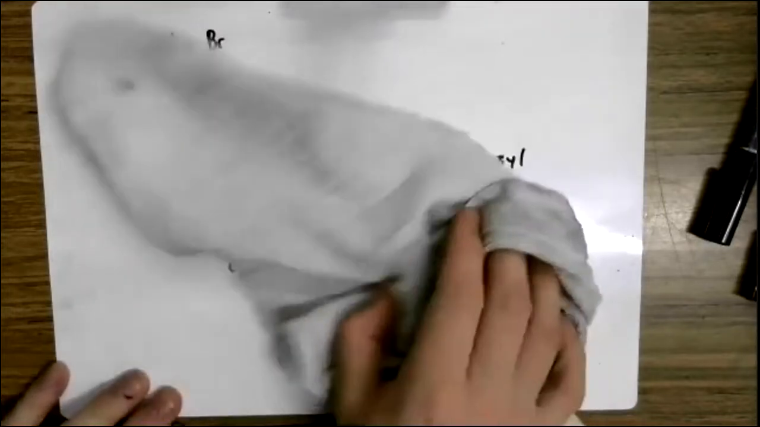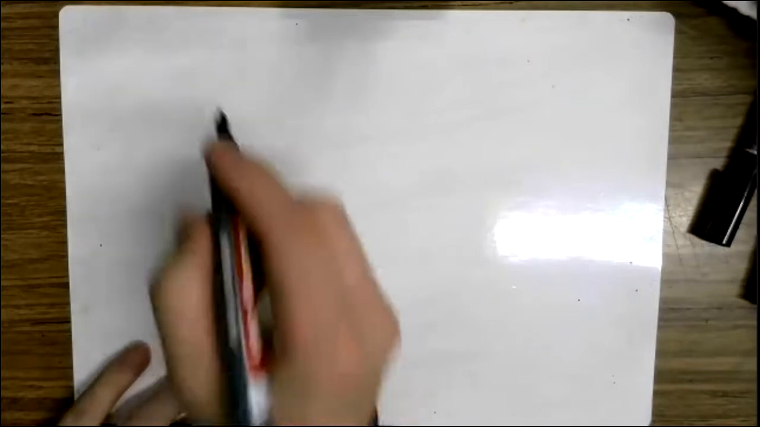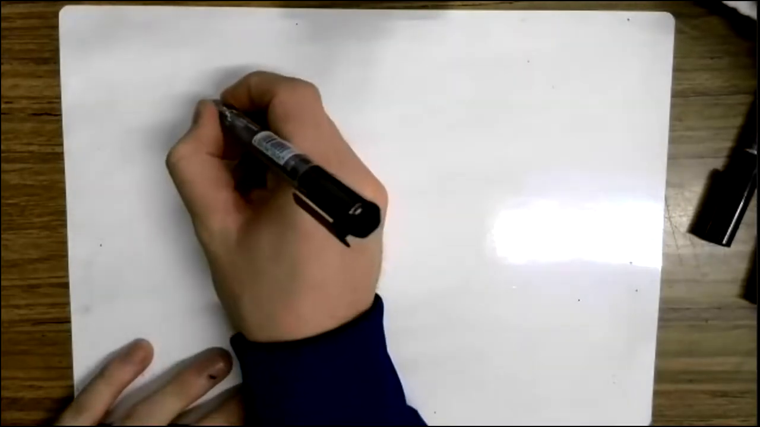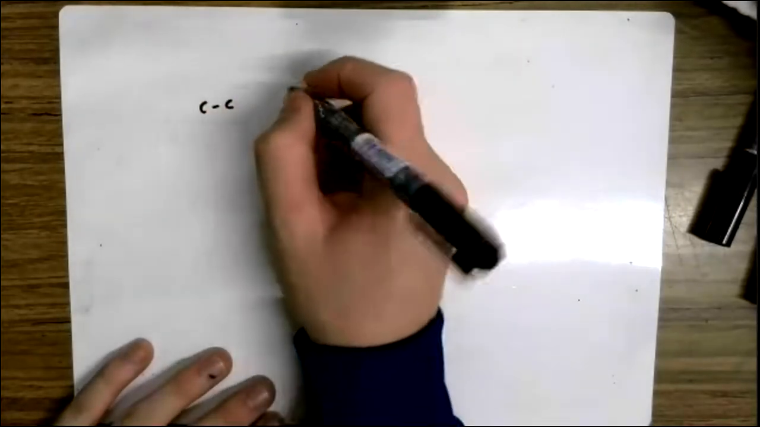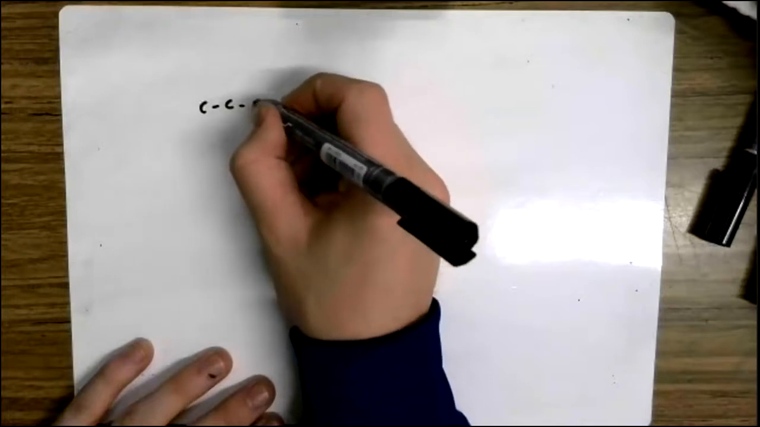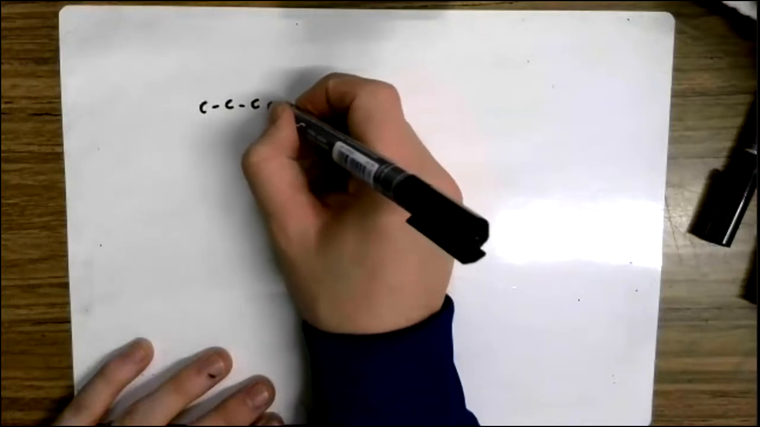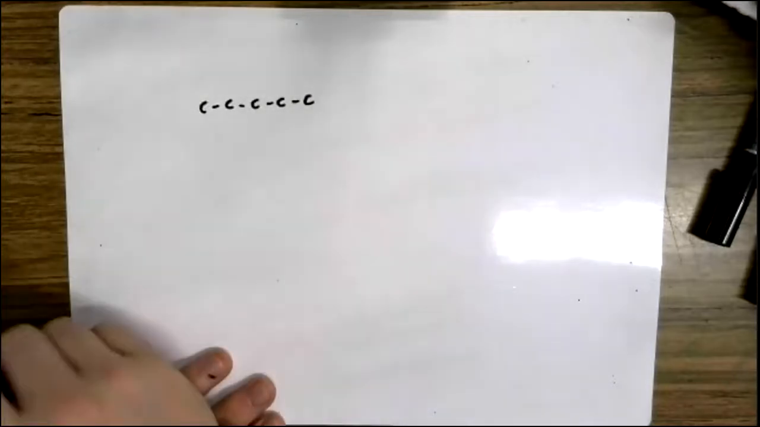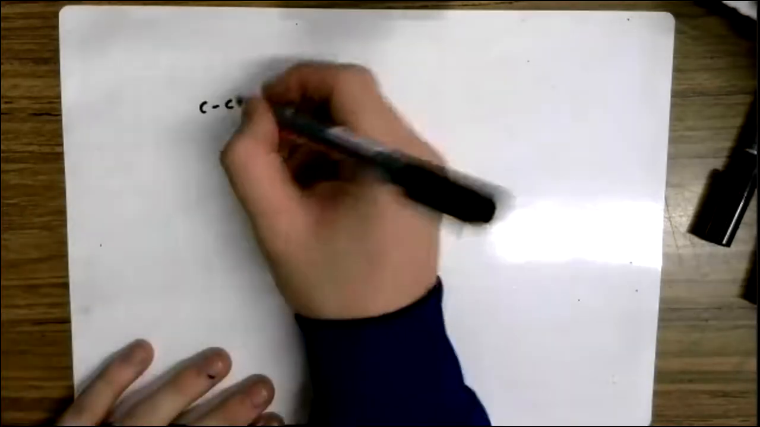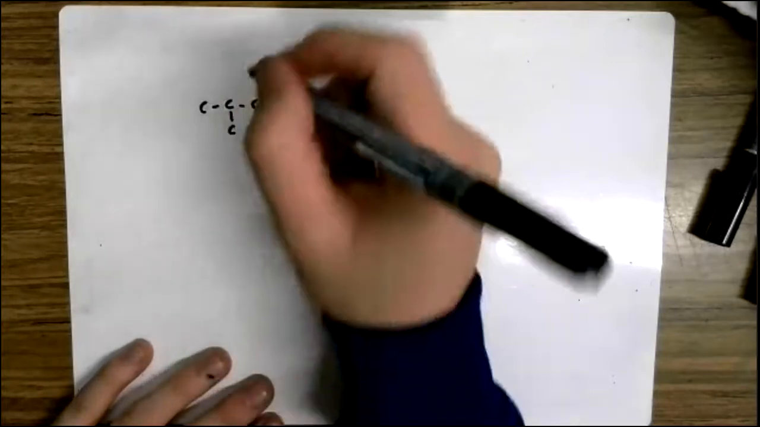Okay, so now that you've done that, we know how to name the branches. I'm now going to show you how we can name a full molecule if we're given its displayed formula. So, say we have this hydrocarbon. We have C, single bond C, single bond C, C, and C. And I've got another C here, and I've got another one here.